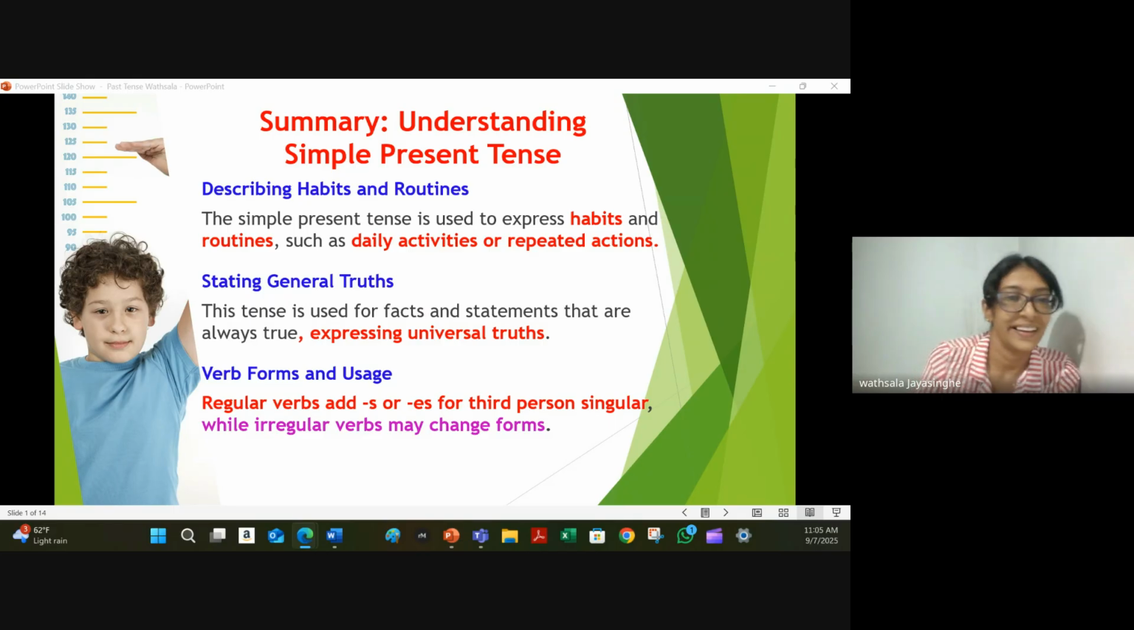Okay, hi. Last week we discussed simple present tense. The simple present tense is used to express habits, routine, such as daily activities or repeated actions. This tense is also used for facts and statements that are always true, expressing universal truth. In this tense, regular verbs add s or es for third person singular, while irregular verbs may change forms.